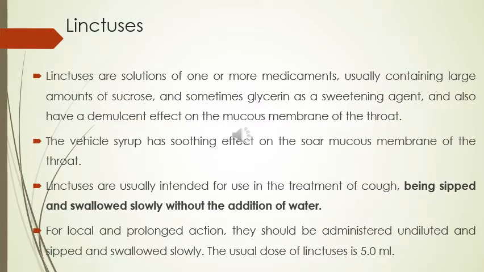Next dosage form is the Linctus. Linctus are solutions of one or more medicaments that usually contain a large amount of sucrose or glycerine as sweetening agent. So basically it has sucrose or glycerine as vehicle, as linctuses are meant to be retained in the mucous membrane of the throat. So the vehicle should be viscous. If we add glycerine as a vehicle, that will give a demulcent effect. If we add syrup or a large amount of sucrose, that will give a soothing effect on the sore mucosa.